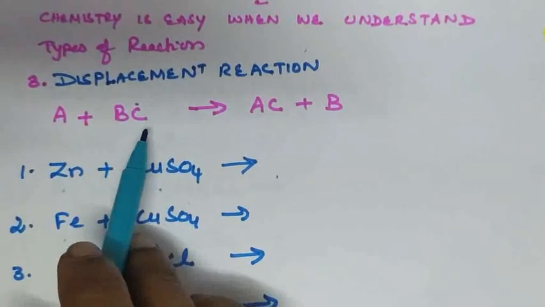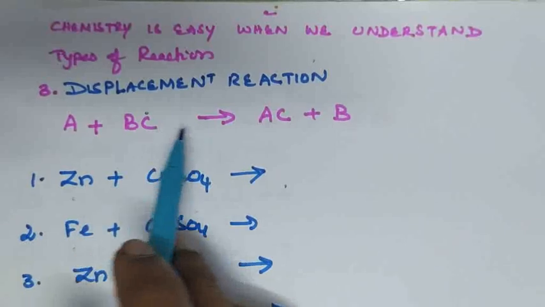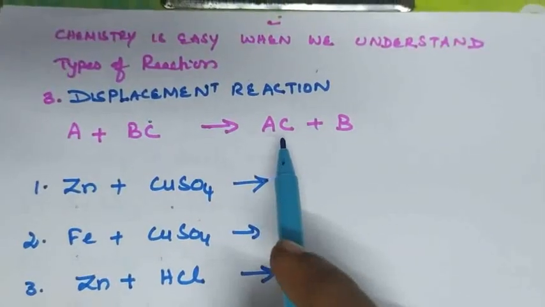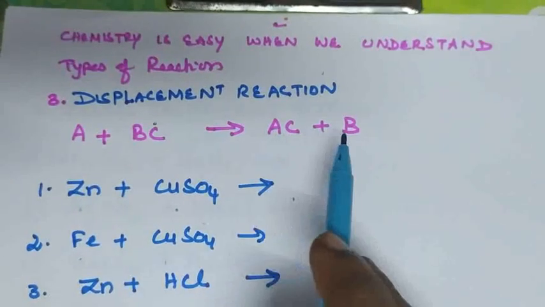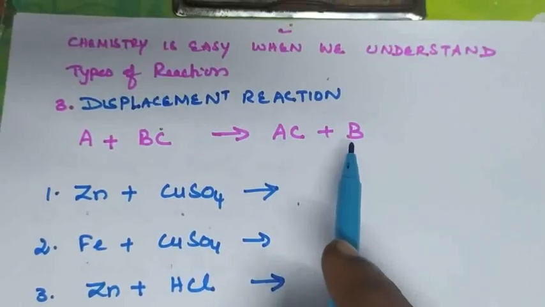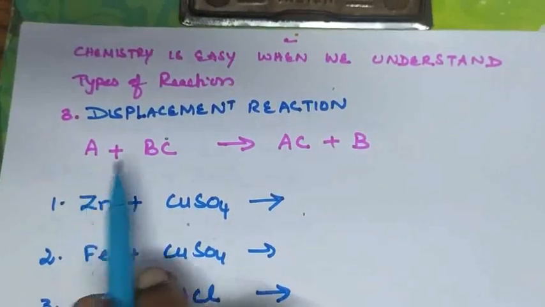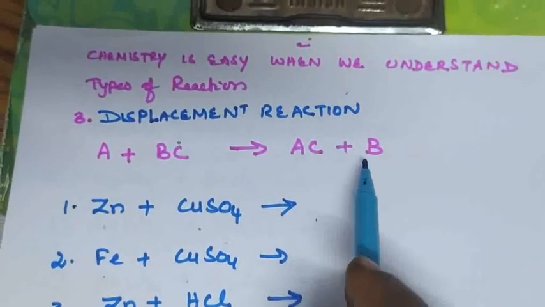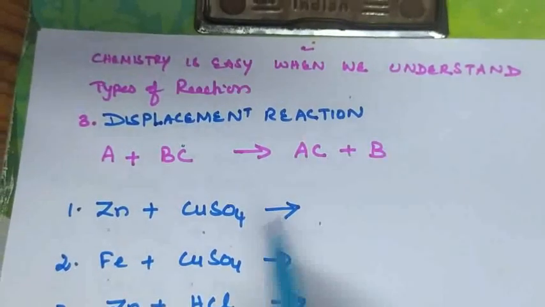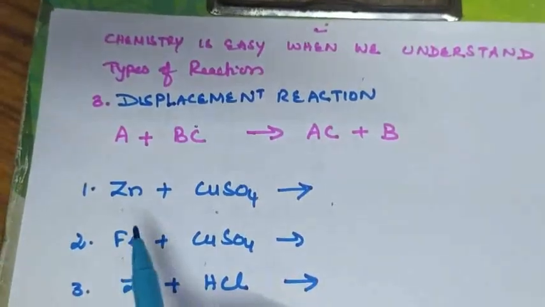A plus BC. A is an element, reacts with a salt, gives you AC salt and B element. So element A replaces B element. In the salt, B is replaced by A. Element A replaces B from the salt and element B is released out. So this is called displacement reaction.